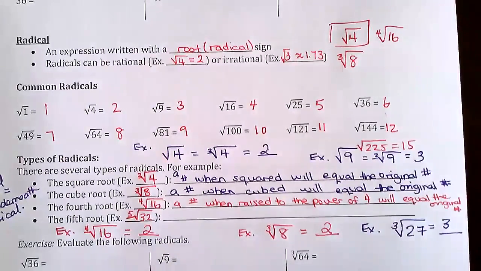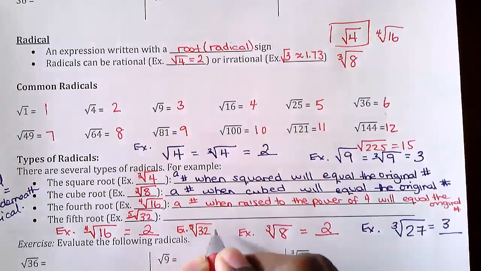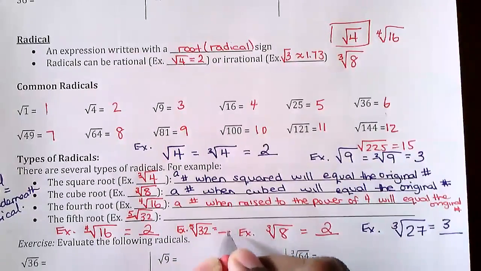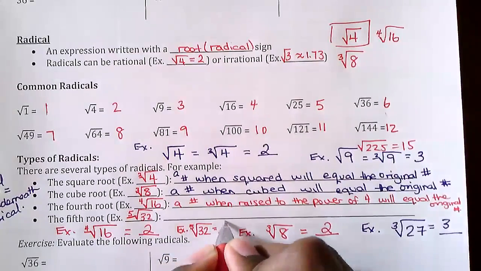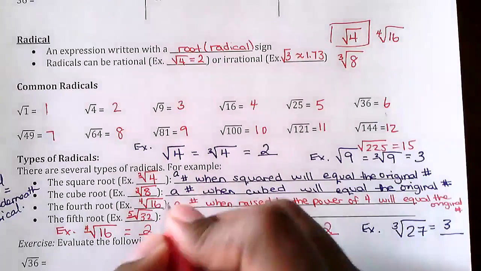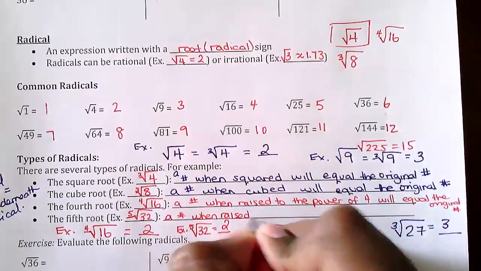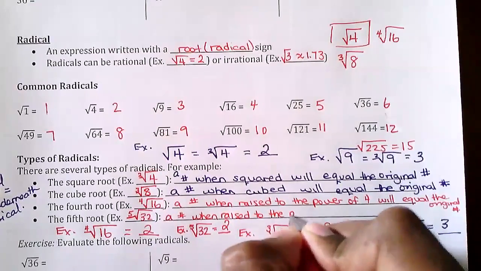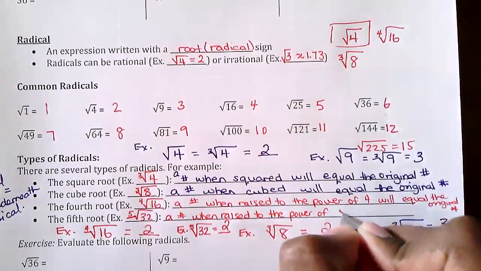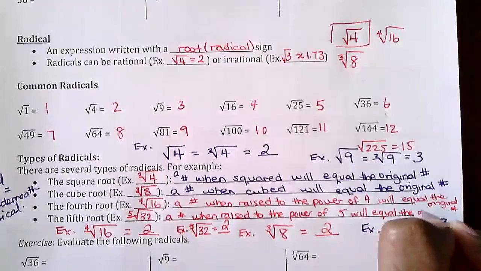And the fifth root works in the exact same way. So if I have the fifth root, so 5 as my index, of 32, I'm looking for a number so that when I put that number to the power of 5, it gives me 32. Again, the answer is 2, because 2 to the power of 5 is 2 times 2, which is 4, times 2, 8, times 2, 16, times 2, 32. So the fifth root is a number that when raised to the power of 5 will equal the original number.